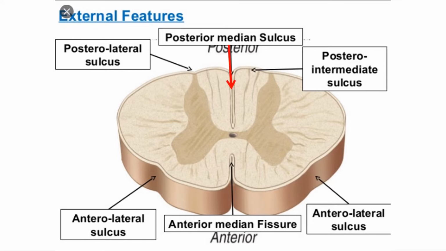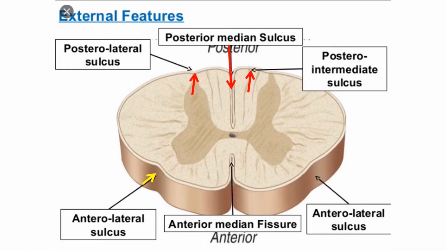Now, if we look at the posterior aspect of the spinal cord, we see a median sulcus, and then an elevation, and then lateral to the elevation we have the posterior intermediate sulcus, and if we have a median sulcus and intermediate sulcus, then we have a lateral sulcus. All these features are on the posterior aspect of the spinal cord.